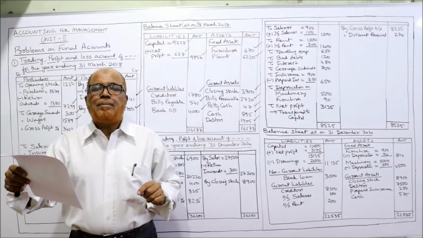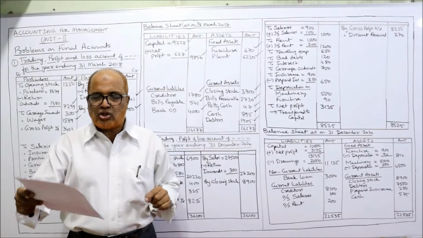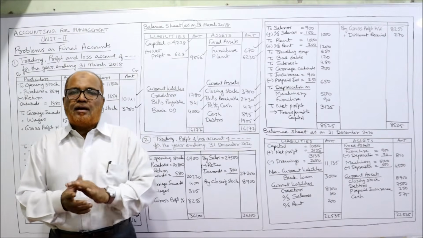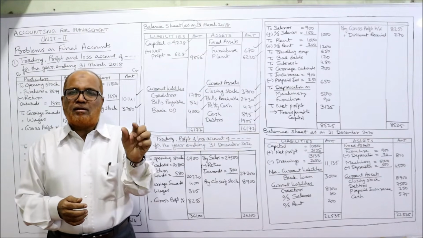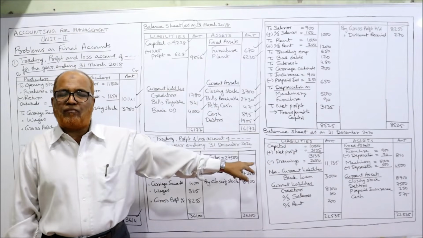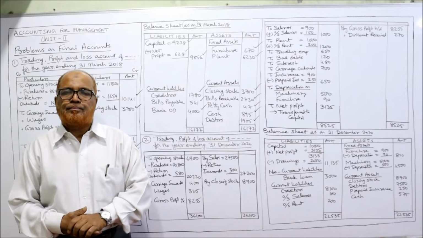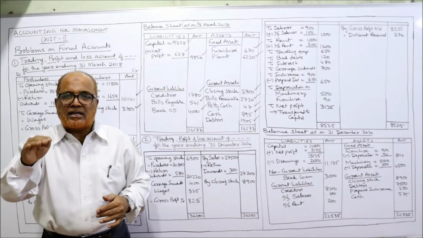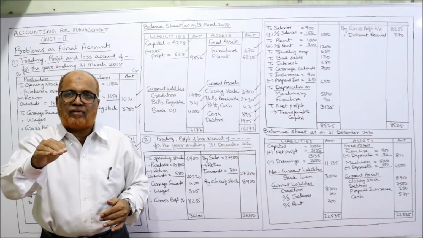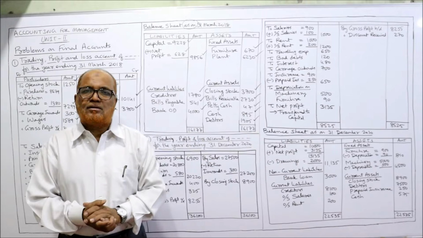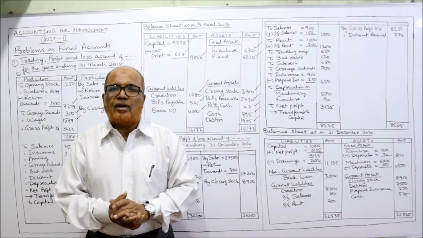Last item, depreciate machinery and furniture by 10%. This will appear twice. Depreciation on machinery and depreciation on furniture, both should be taken on the profit and loss account debit side. In the balance sheet, this depreciation will be deducted from machinery and from furniture on the asset side of the balance sheet. That's it. I have explained all the points in detail.